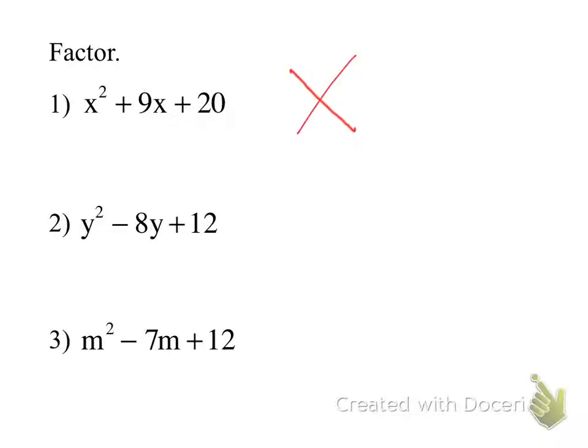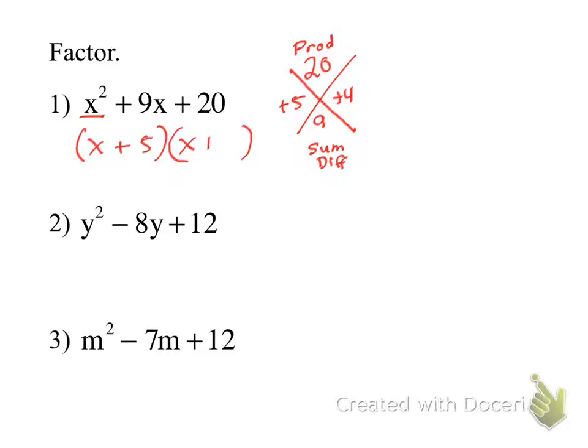What number do I put up top, Sophia? 20. And what one goes on the bottom? 9. Remember, this is a sum or difference. You don't need to keep writing that. I'm just reminding you. What two numbers, Daniela, multiply to 20 but add to 9? 5 and 4. Positive 5, positive 4. So this becomes, remember, the root of x squared is x. So I've got to have an x and an x to get me an x squared. And then I'm going to have a plus 5 plus 4.